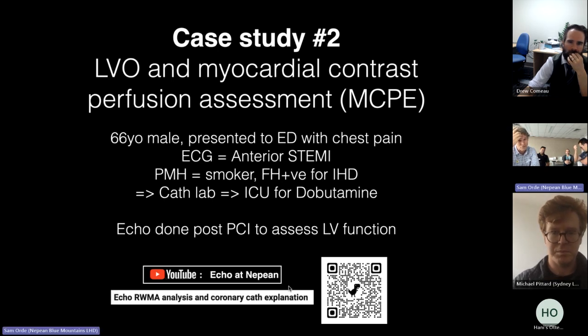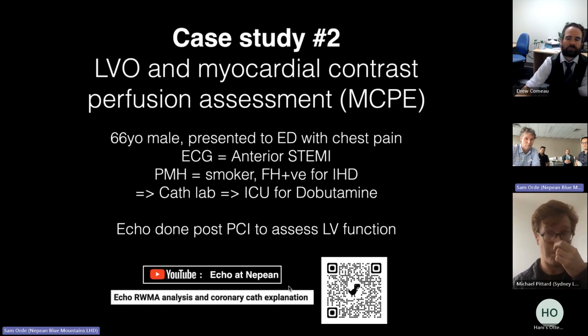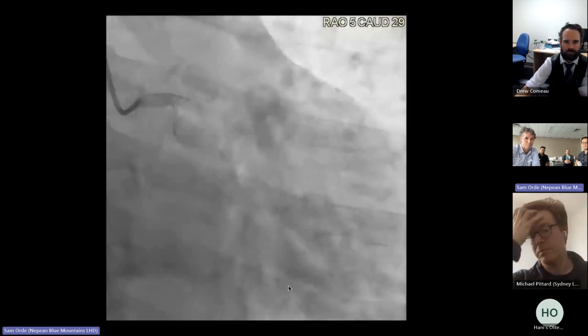He's a smoker with a family history of ischemic heart disease, and he goes to the cath lab, and comes to the ICU afterwards for dobutamine. They found a 100% LAD territory infarction. For the whole case, you can see us go through the echoes and the angio with Santosh, and the live scanning when we were doing the contrast. If you want to have a look at that, there's the QR code, and it's on the website.